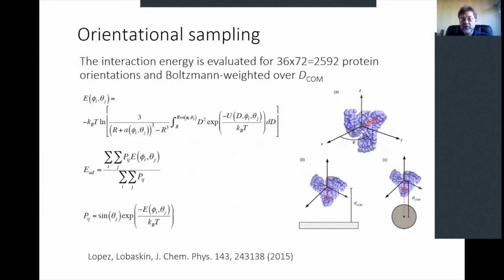Then we perform this kind of calculation. We rotate the protein and move it up and down, closer and farther from the surface, to calculate the overall interaction energy. Then we perform Boltzmann averaging. Out of all the studied configurations, in terms of distance and orientation, we calculate the energy and then calculate the Boltzmann-weighted average. It's like an ensemble average, and this is what is expected to be observed in experiment.